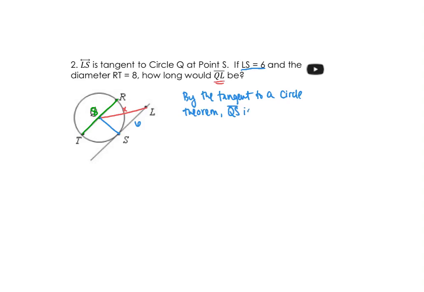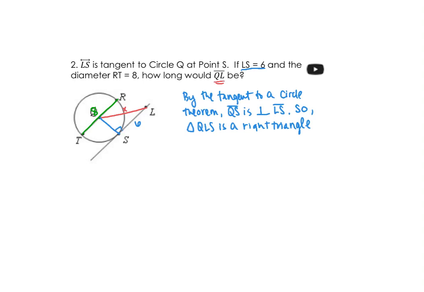Okay, so I'm going to say by the tangent to a circle theorem, QS is perpendicular, and this is the symbol for perpendicular, to LS. So triangle QLS is a right triangle. So this angle is a right angle.